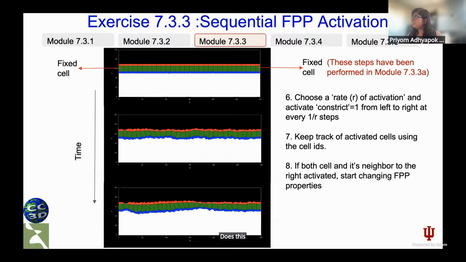Does this make sense? I don't know if you are looking at the code versus this, but do the goals make sense? So we're trying to have some sort of head to tail changing of properties, and we're going to change FPP properties sequentially, but we need to know left from right. So we are adding additional dictionary elements to make sure we're going in a particular direction. Does that sound okay?